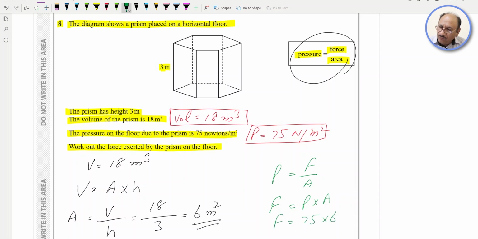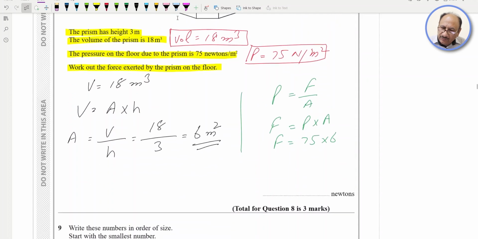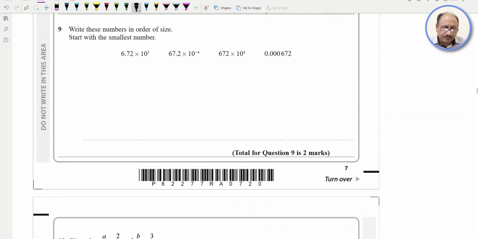So this will be the force which we can calculate, and 75 into 6 will be what? This will be 450 newtons. So our answer will be 450 newtons. So this is how we can solve this question. Hopefully you understood each and everything.